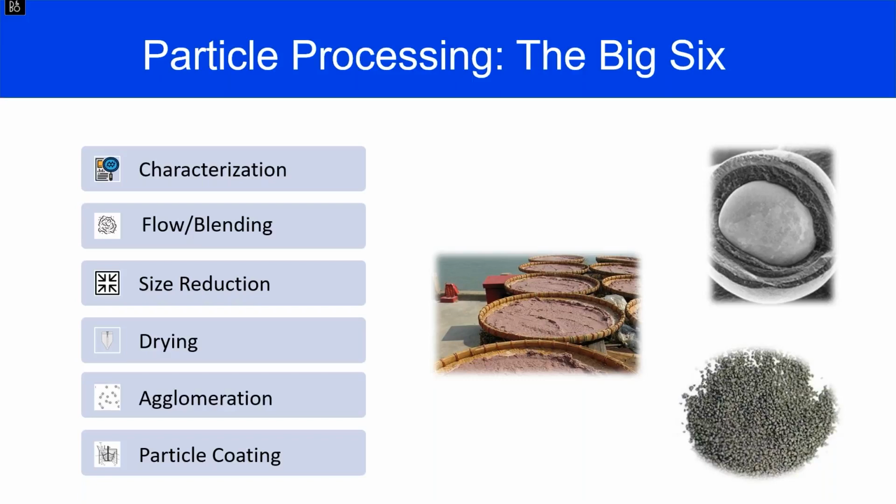I think the other processes or areas that are very, very important for all of us in particle processing are flow, size reduction, drying, agglomeration, which I have on there because this is what we're going to talk about, and particle coating. Some of you might feel that crystallization is important. Some of you might have other areas. These are my big six. If you're really going to be a particle processing person, you need to have a little bit of understanding in each one of these, and probably even a lot of understanding in each one of these.